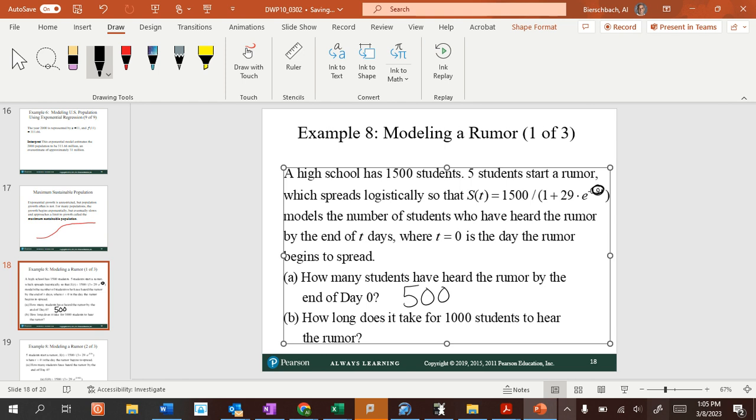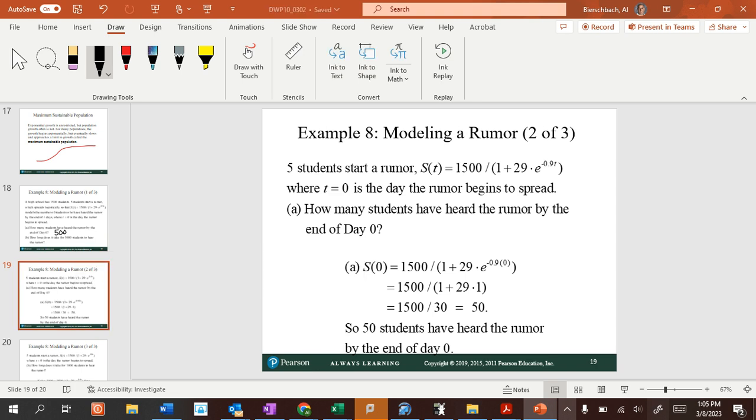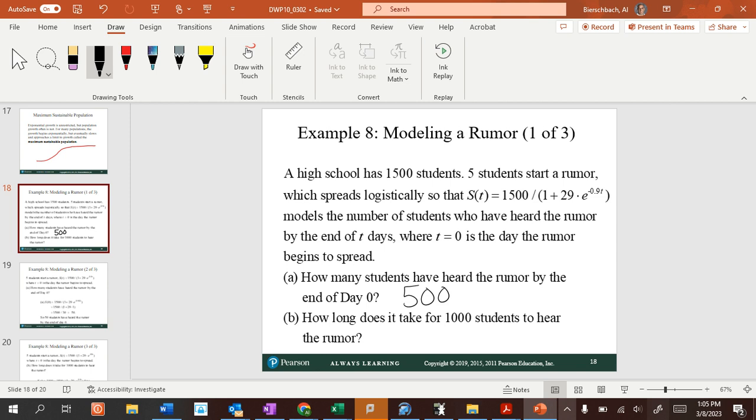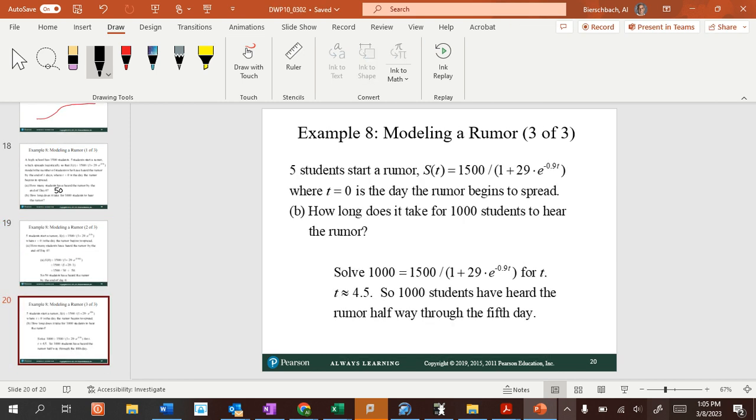Okay. And then, if we put 1,000 in for time, then we can figure out how long it took for them. Oh, I said 500. Must be 50. 50 people at the end of day 1 heard the rumor. Okay. And then if you put 1,000 in there, it takes 4.5 days before 1,000 people have heard a rumor started by 5 people.